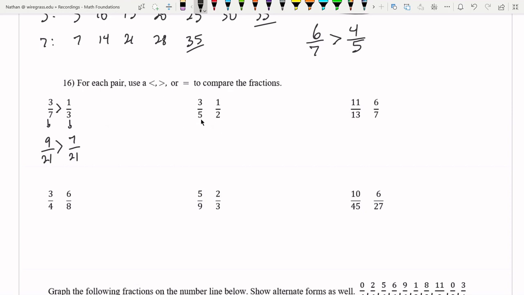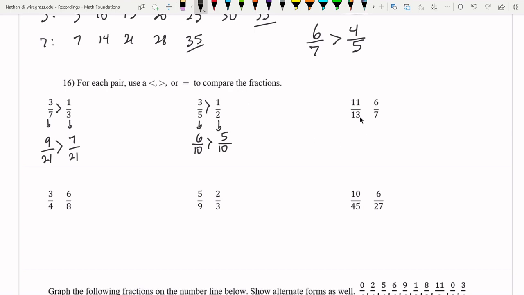5 and 2, once again, these are both prime numbers, so 5 times 2 is going to be a common multiple. 5 times 2 is 10. 3 times 2 is 6. These are the same fraction. 1/2, I'm going to multiply top and bottom by 5. 2 times 5 is 10. 1 times 5 is 5. 6/10 is greater than 5/10.